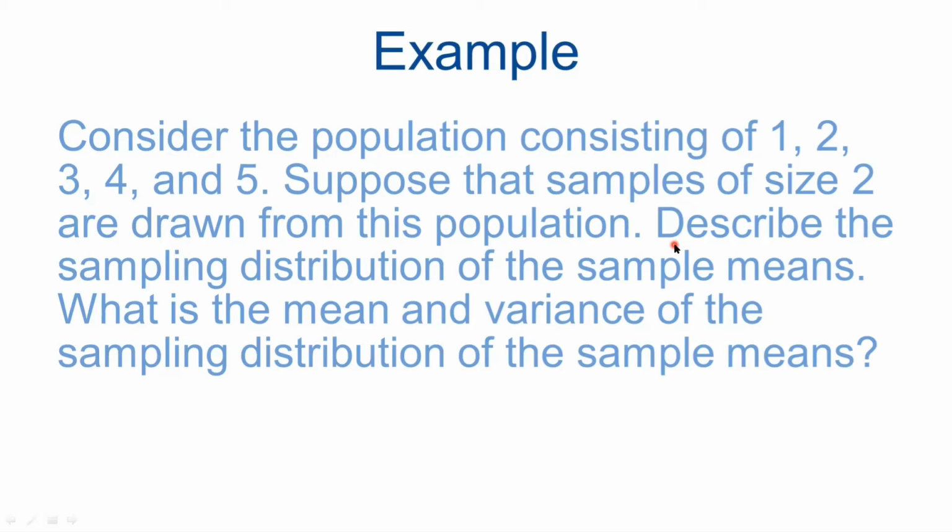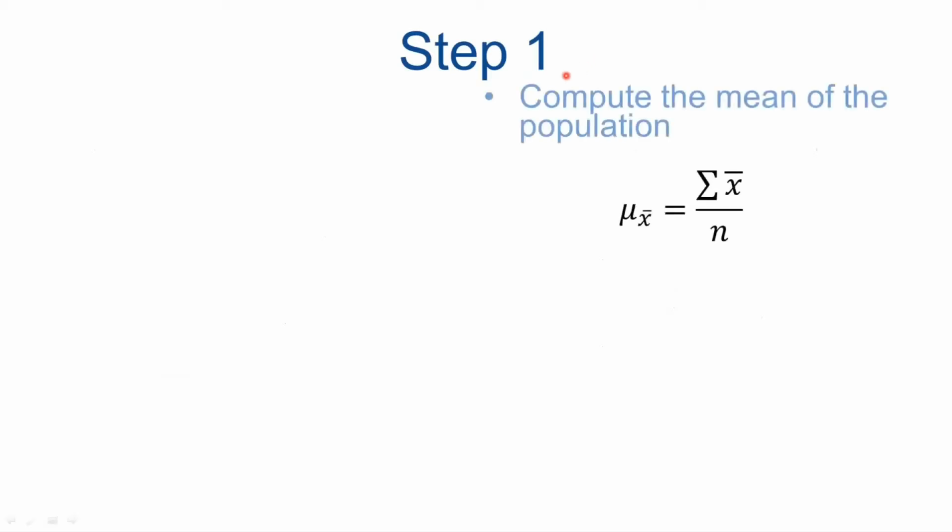We will just use what we learned about the sampling distribution of the sample mean. We have steps. First step is to compute the mean of the population. The mean of the sample mean is equal to the summation of the sample mean over n, where n is the total number of observations. This n is a capital letter because we are in the population.